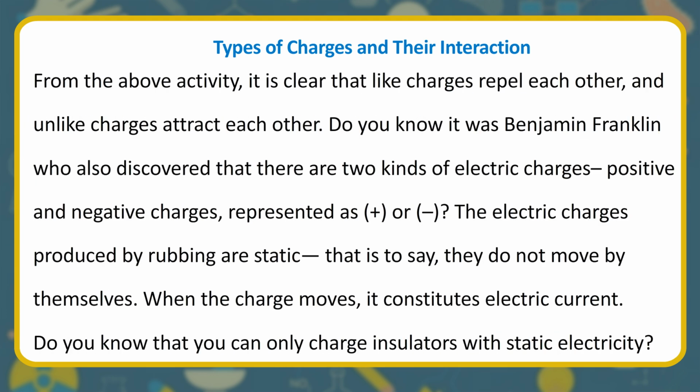From the above activity, it is clear that like charges repel each other, and unlike charges attract each other. Do you know it was Benjamin Franklin who also discovered that there are two kinds of electric charges, positive and negative charges, represented as plus or dash. The electric charges produced by rubbing are static, that is to say, they do not move by themselves. When the charge moves, it constitutes electric current. Do you know that you can only charge insulators with static electricity?